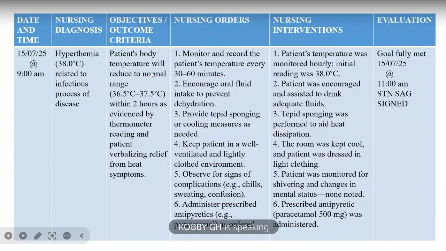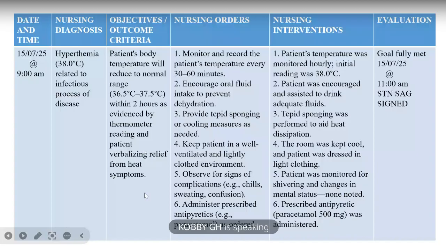Now look at how we write the problem. The objective: patient body temperature will reduce to normal range, or you can write patient body temperature will reduce by 1 degree Celsius within 2 hours, or within 50 minutes, or within 1 hour, as evidenced by thermometer reading and patient verbalizing relief from heat symptoms. Patient body temperature will reduce to normal range within 2 hours, as evidenced by thermometer reading and patient verbalizing relief from heat symptoms.